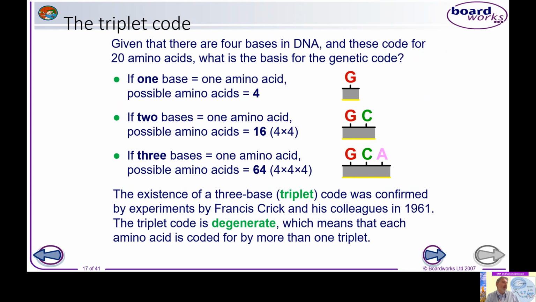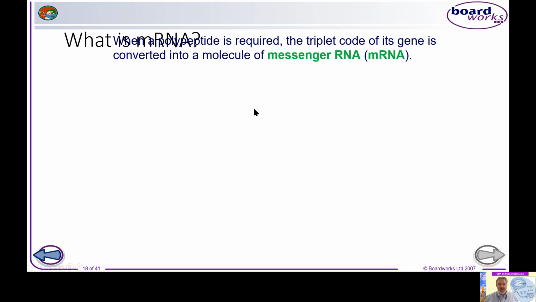And Francis Crick and his colleagues confirmed this in 1961. And there are 64, which means that amino acids can be coded for by more than one of the codes, because there's 20 essential ones that we need. So let's grab this and put this up where it should be.